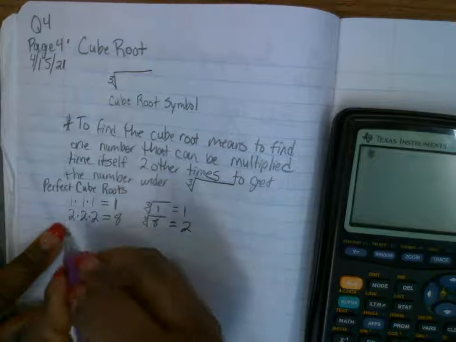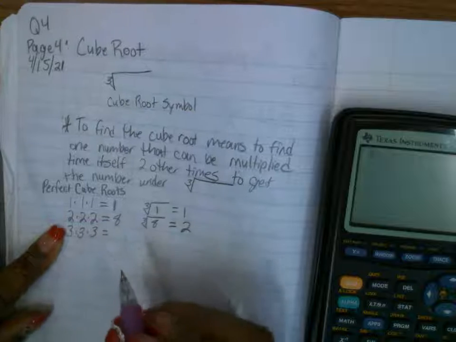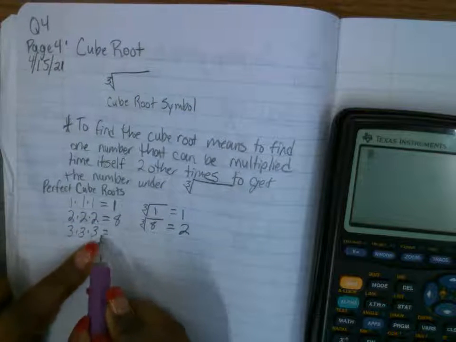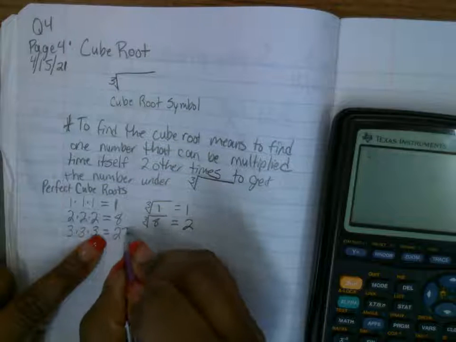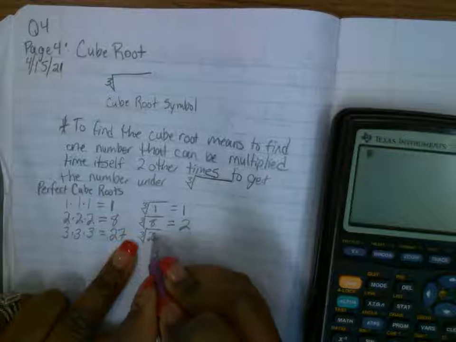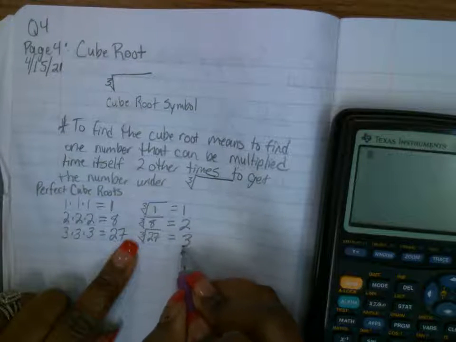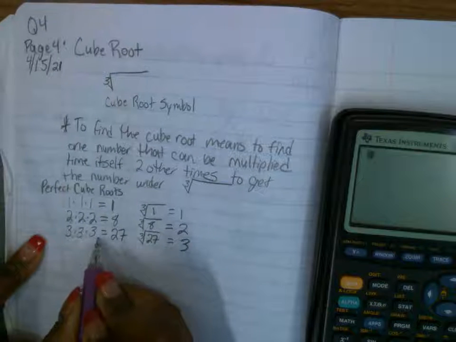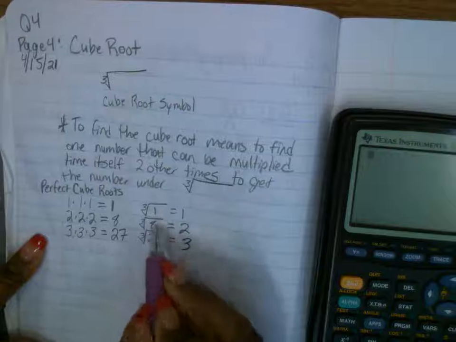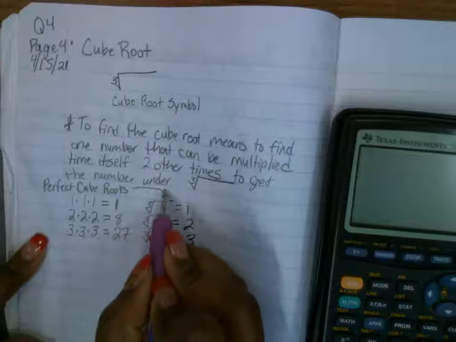Let's do the next one. 3 times 3 times 3. Okay? So we got 3 times 3 is 9. What's 9 times 3? 27. Good job. So the cube root of 27 is equal to what number? 3. Because 3 times 3 times 3 is equal to 27. These are our perfect cube roots right here.